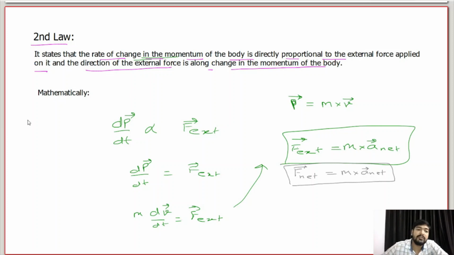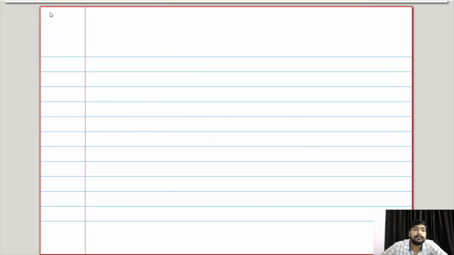So what is the use of this second law? Suppose, let's take a fresh page. Suppose there is a body. Okay, one second. Take one body like this. Suppose this body has one force.